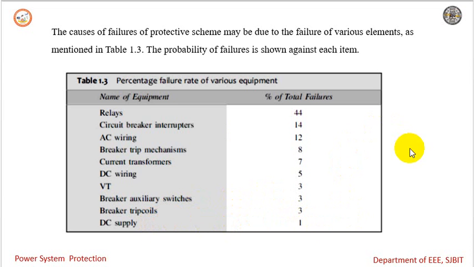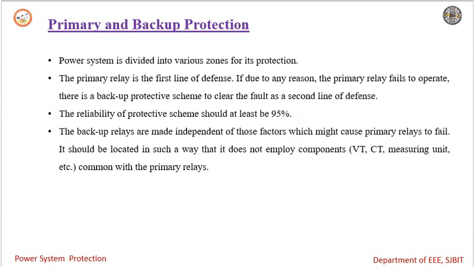So this table gives the percentage of failure of the various protective equipment. Due to any failure of these protective equipment, the primary relay may fail to operate. When the primary relay fails to operate, then the backup relay comes in, which will operate and isolate the fault from the healthy section of the power system.